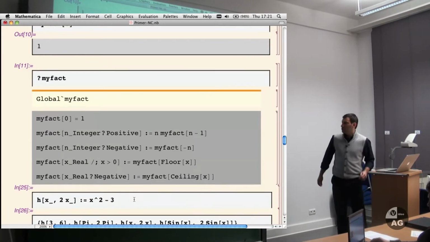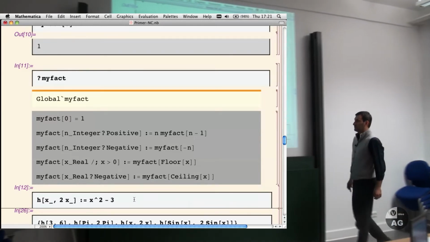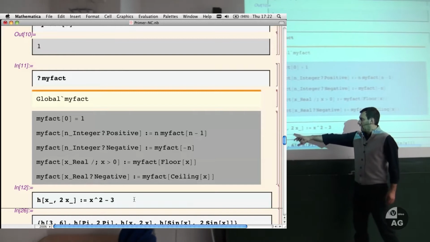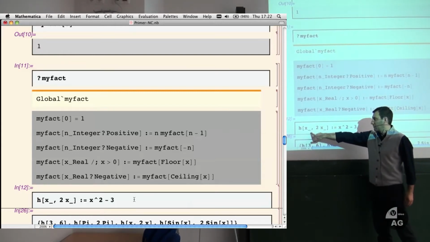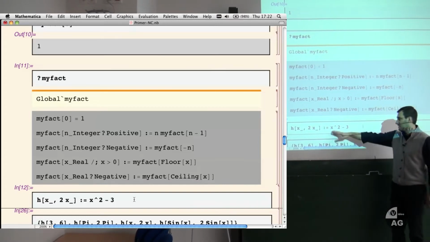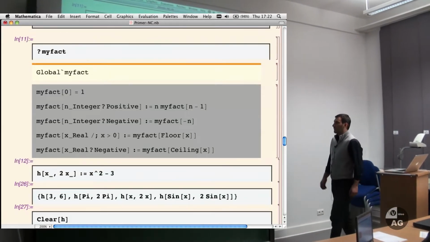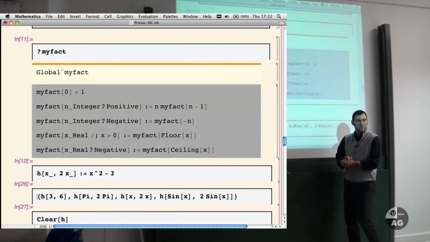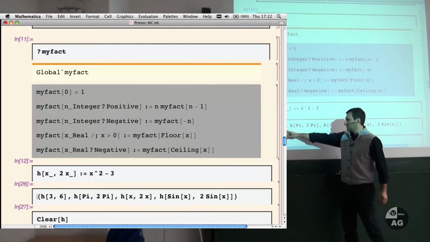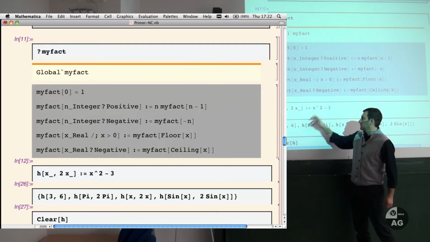Okay, I want to show you how patterns can be used. I want to match the arguments when the second argument is twice the first one. And if that is the case, I return some value. So as we have learned last Tuesday, what are we going to get here? 6. Okay. 3 squared, it's 9 minus 6. Okay, 6.